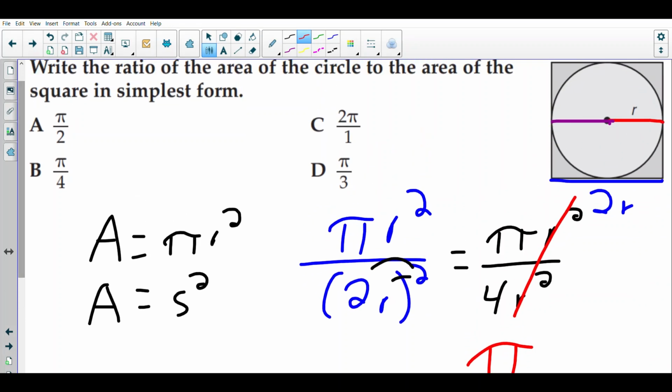So the ratio of the area of the circle to the area of the square in simplest form would be pi over 4. All right.